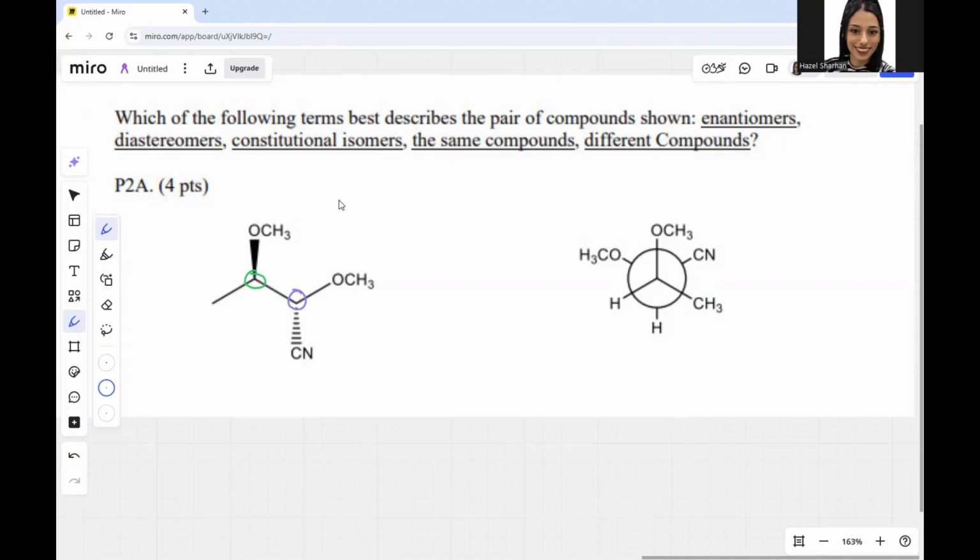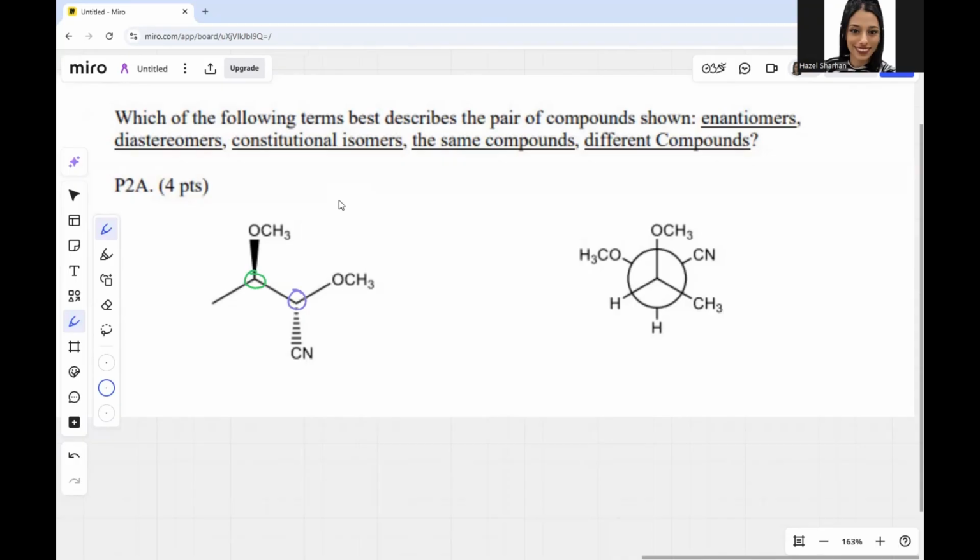This has methyl, CH3O, a carbon connected to CN, and we're going to assume a hydrogen. So let's check. We have a methyl, CH3O, hydrogen, and then the carbon connected in the middle. Nice. So far, this first chiral center is matched up here.